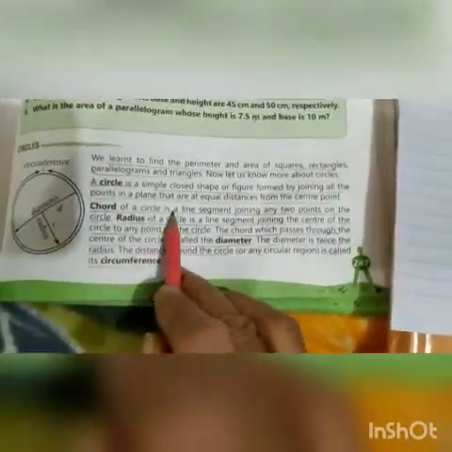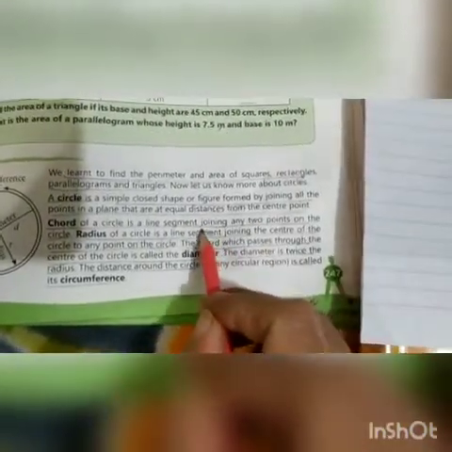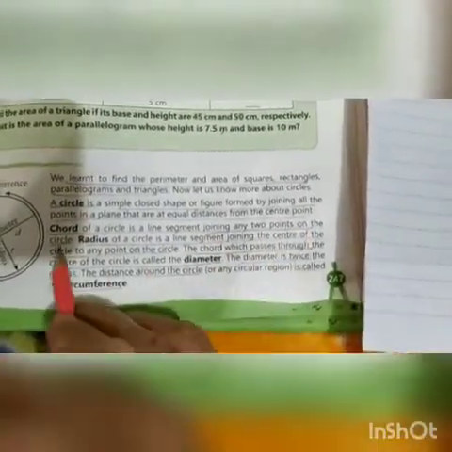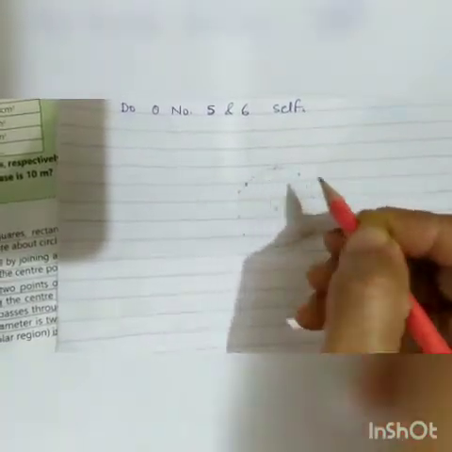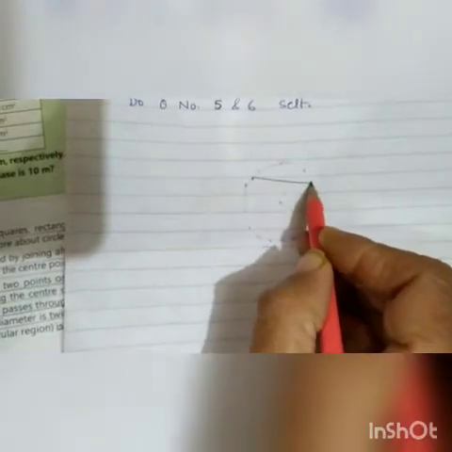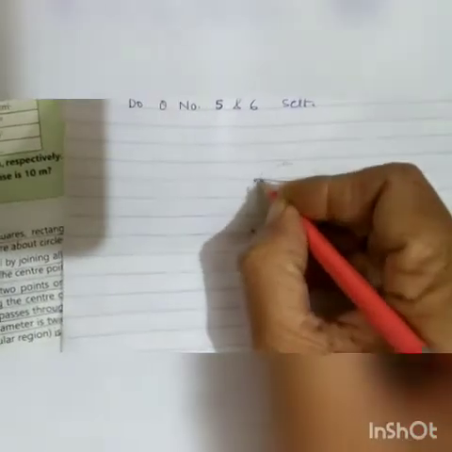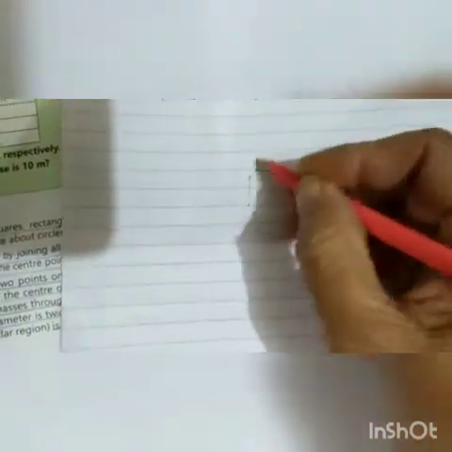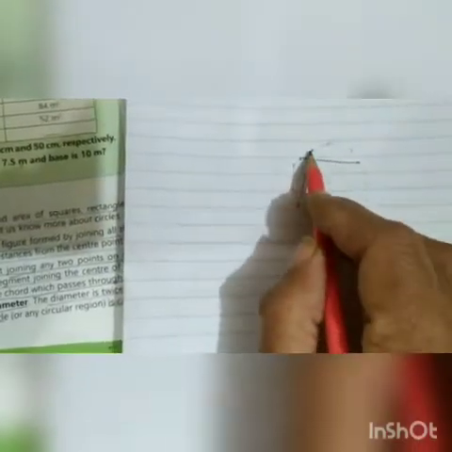A chord of a circle is a line segment joining any 2 points on the circle. If we take any 2 points on the circle, wherever we find, suppose I am taking the first point here and the other point here, and I join these 2 points like this. Or I can take this point and this point on the circle, and if I join them, these line segments are known as chords.